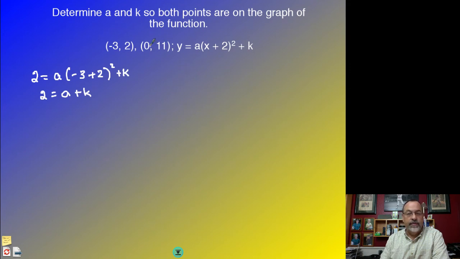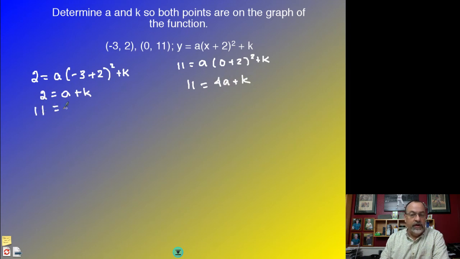So I use the other ordered pair, substitute it in, and create my second equation. So here y is 11 equals a, which I don't know. The x value is 0 plus 2 squared plus k. And if I simplify this as far as I can, this is going to be 0 plus 2 is 2 squared is 4 times a is 4a plus k. Now if I write that over here, what do I have? But I have a system of equations with the same variables. I can use substitution or elimination to determine the value of a and k.